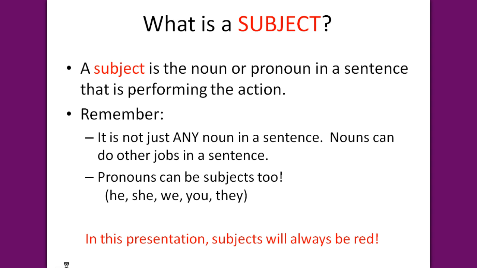What is a subject? In particular, we're talking about the simple subject. The whole subject can include modifiers, but when we're talking about the simple subject, we're talking about the one noun or pronoun in a sentence that is performing the action or doing the verb. Remember, it's not just any noun in a sentence. Nouns can do other jobs in a sentence. They can be objects of a preposition, but we're looking for the noun or pronoun that serves as the subject of the sentence, and we know that it's the subject of the sentence because it's the word that's performing the verb. Okay, pronouns can be subjects too, so don't forget that he, she, we, you, they, everyone, someone, no one, all of these can also be subjects. In this presentation, subjects will always be red.